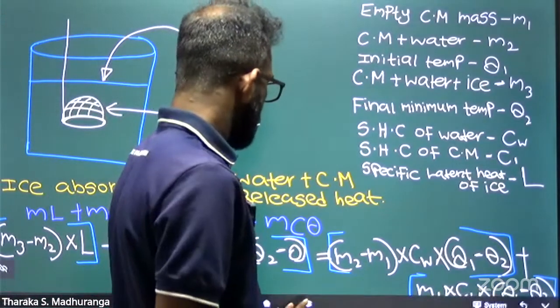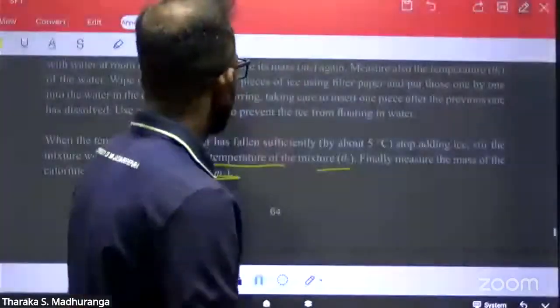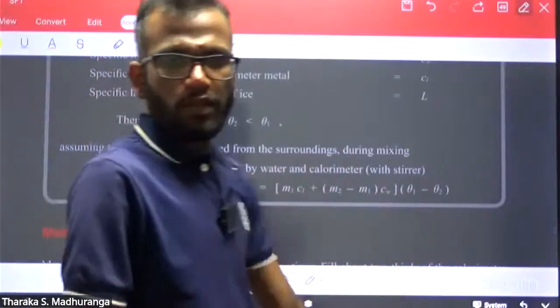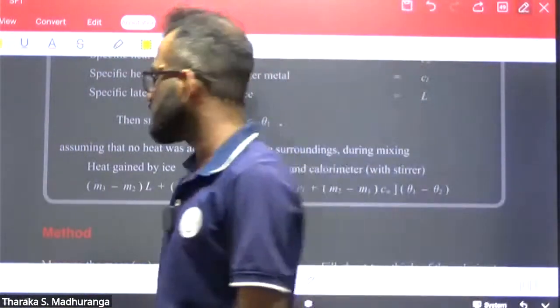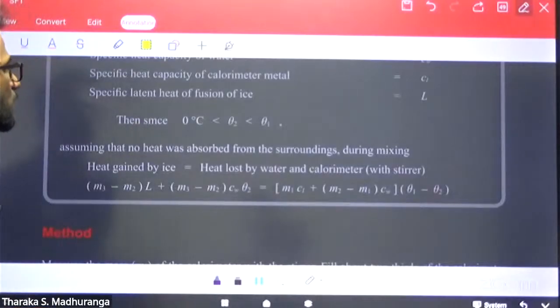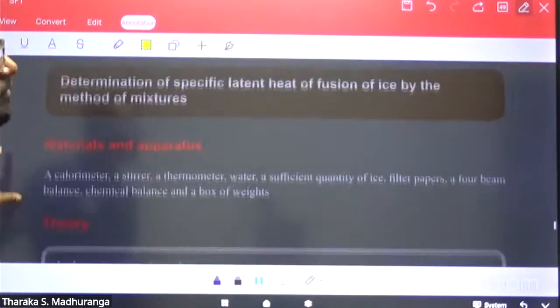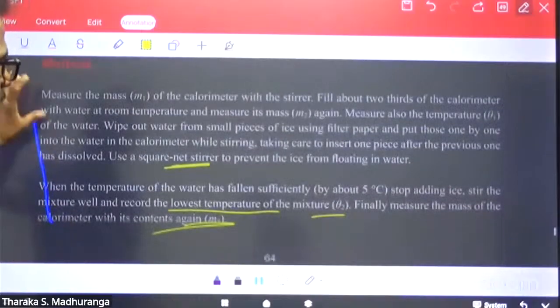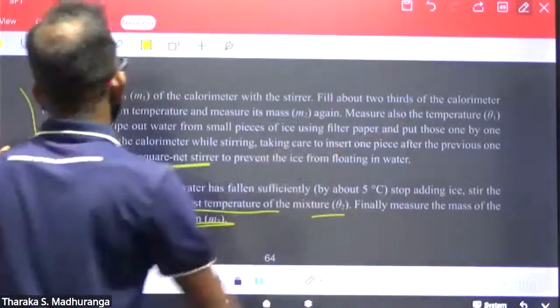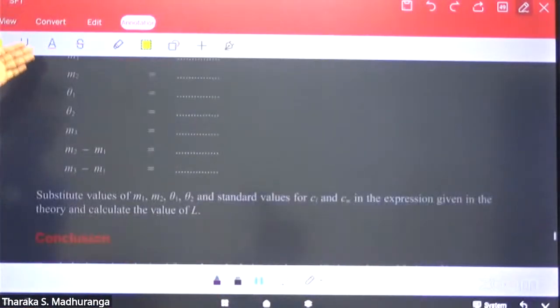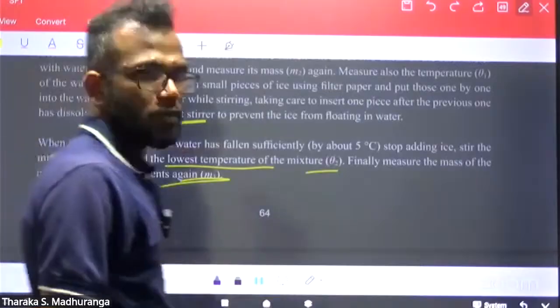Okay, let me share our practical guide. That is clearly given, all our calculations. You can refer to it again if you want, and you can download it from the website. Okay, here is the experiment data. And this point is very important.